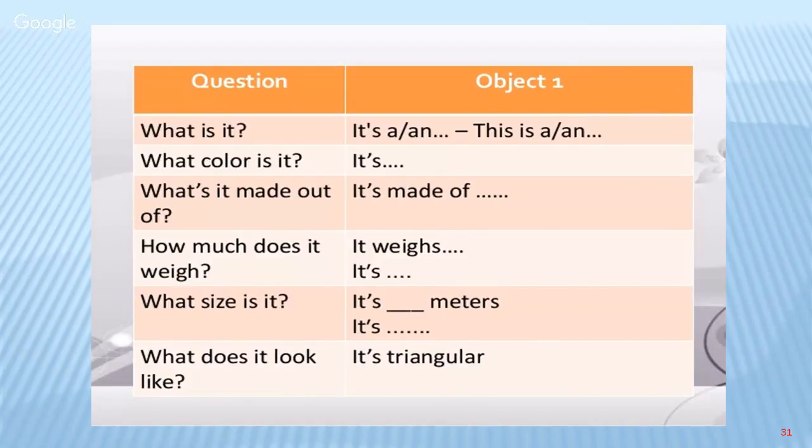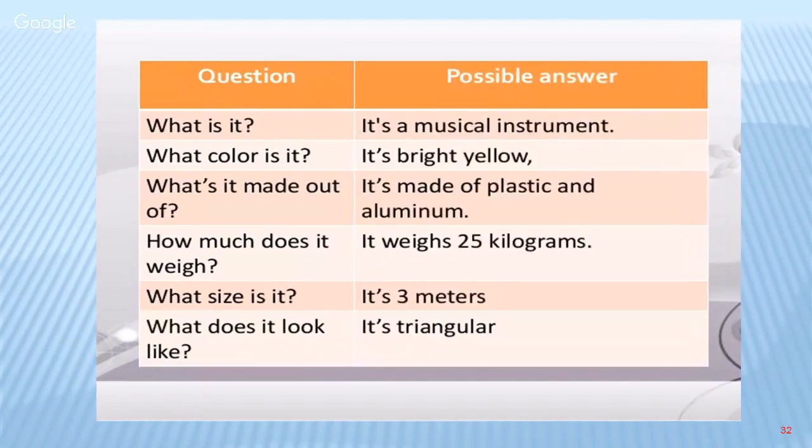Whichever object you are describing, ask yourself these kinds of questions. So for what is it, you can immediately write the first sentence. What color is it? What's it made out of? It's a musical instrument. It's bright yellow. It's made of plastic and aluminum. It weighs 25 kilograms. It's 3 meters. It's triangular. So you got all your answers in this.